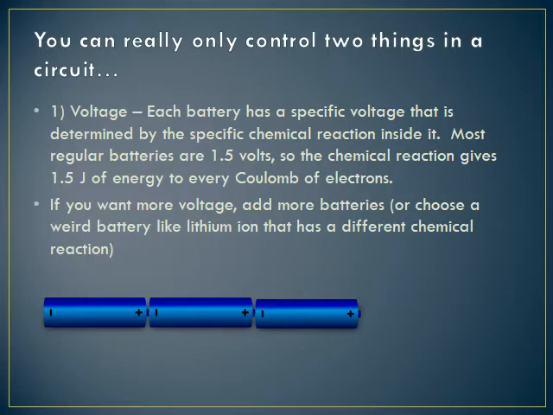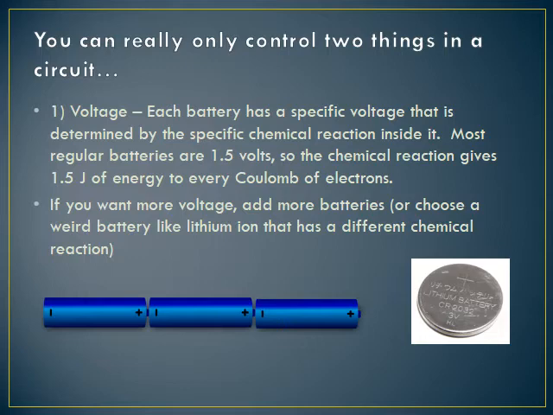Another thing you can do to change the voltage in a circuit is you could put in a different kind of battery. Lithium-ion batteries have another chemical reaction inside. Your cell phone has a type of lithium battery in the back of it. So depending on the amount of voltage you want, you can add batteries or change the kind of battery that you have.